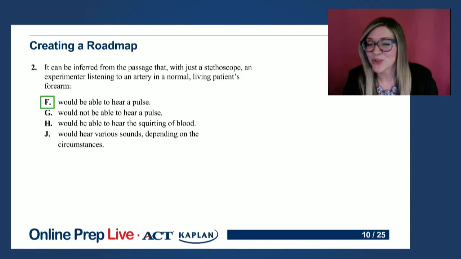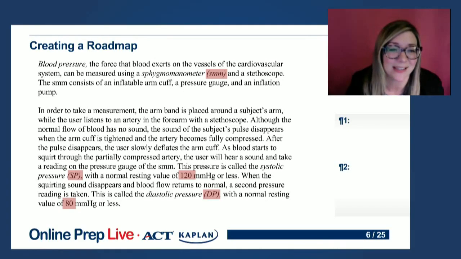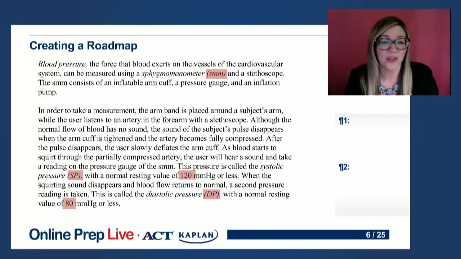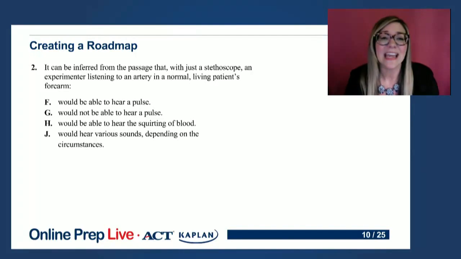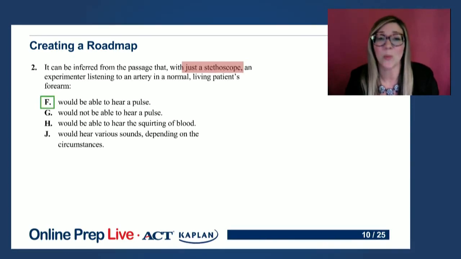Now, Lynn says the squirting of blood sound is from the pulse. This is true, but if we go back and take a careful look at what it says here, it says, as blood starts to squirt through the partially compressed artery, the user will hear a sound and take a reading on the pressure gauge of the SMM. So we ask ourselves, if we did not have a cuff on our arm, would we be able to hear that squirting? And the answer is no. Remember, we have to read the question very carefully. And this question was very clear in that it said with just a stethoscope. So we don't have the cuff. We don't have the sphygmomanometer. We had to ask ourselves, what could we measure with only that? So our correct answer here is we'd be able to hear a pulse.